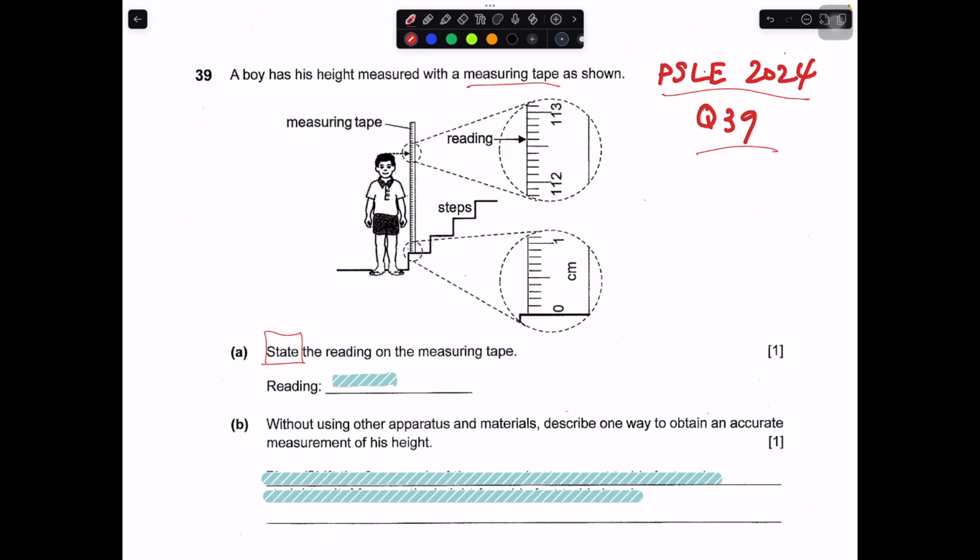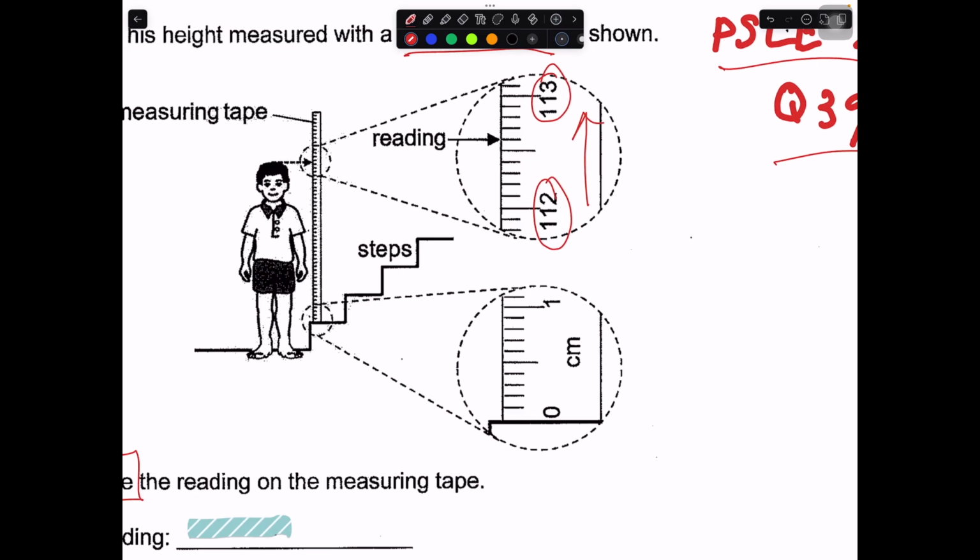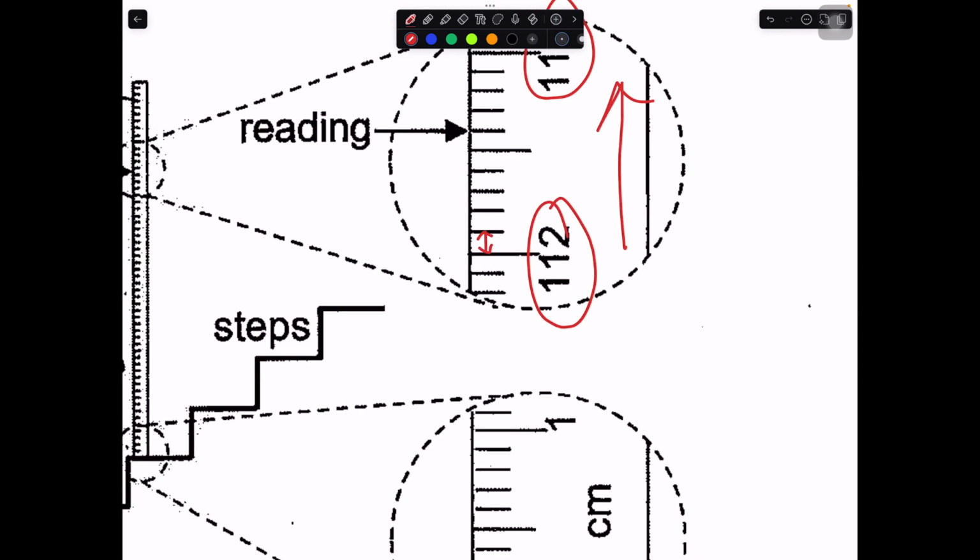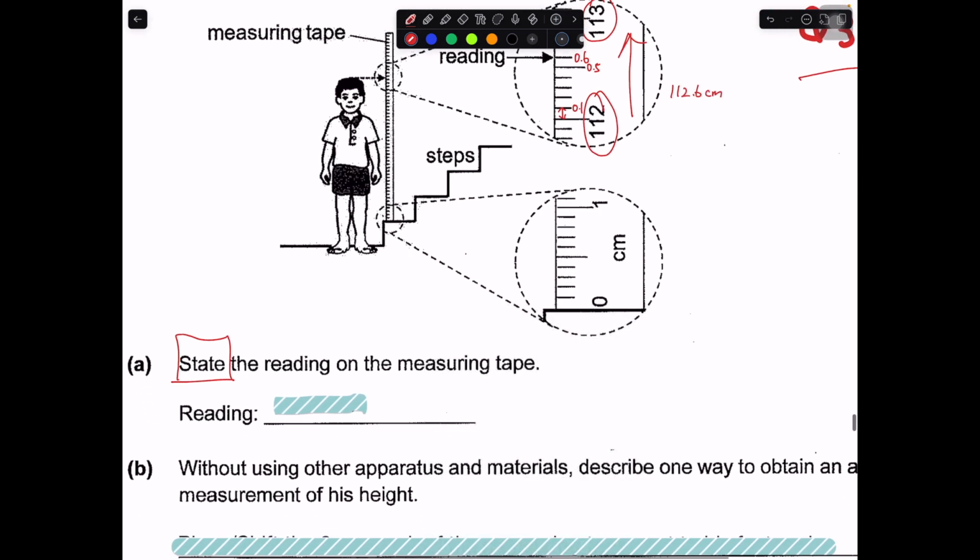So you can see 112, then this is 113, right? So you should read upward in this way. Every interval over here is 0.1, one decimal place. So you read it over here. Here should be 0.5, then here is 0.6. So very straightforward: 112.6 cm.